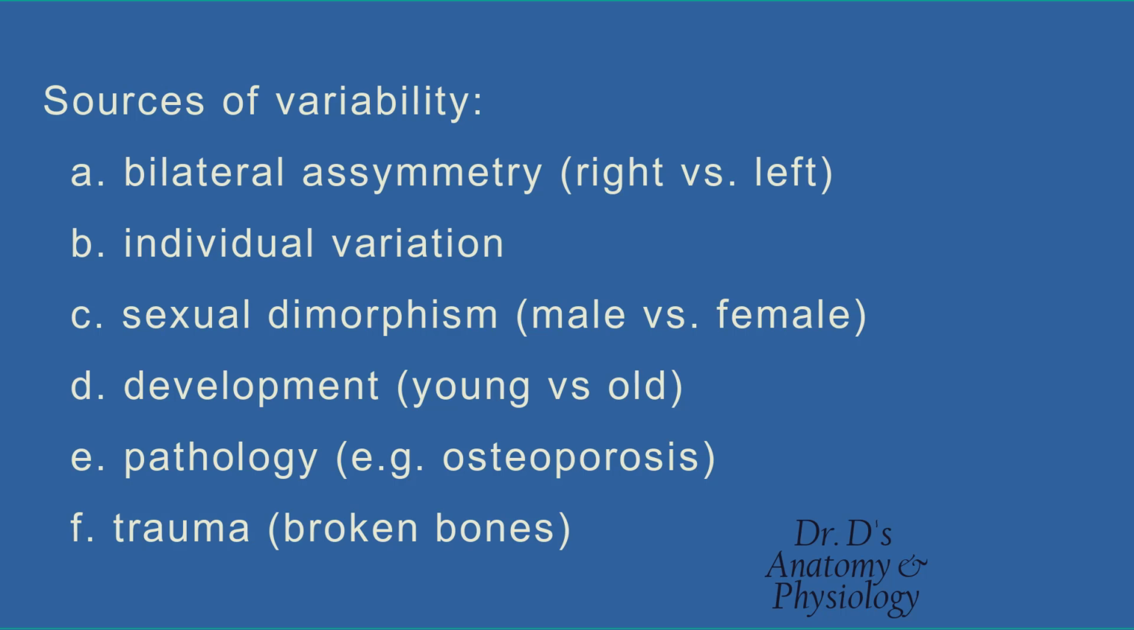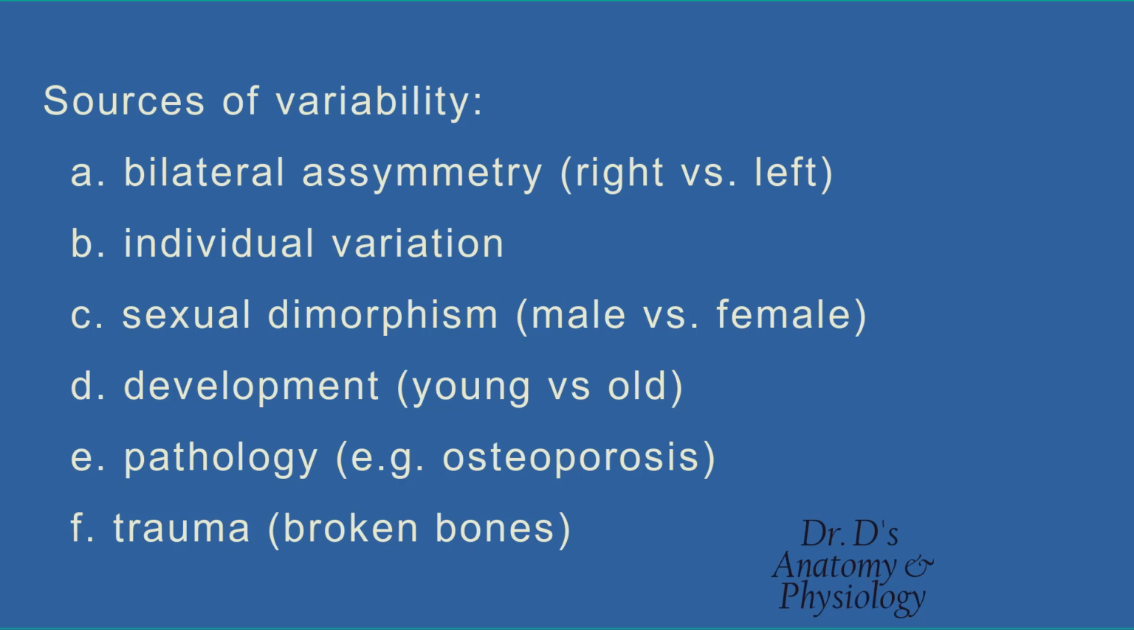So let me summarize the key point of this video, and that is that you need to look at as many different specimens, as many different individuals as possible if you really want to understand anatomy, because of the presence of this variability. The sources of the variability include bilateral asymmetry, which means that your right side is different than your left side.